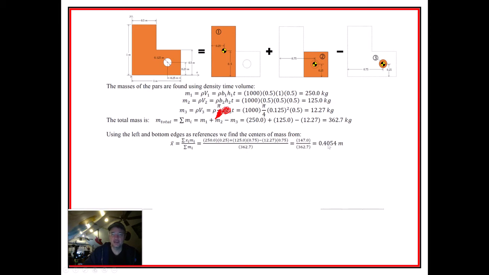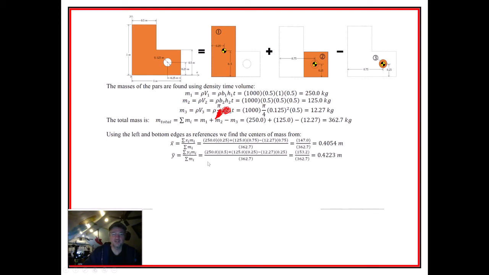So we notice that it's less than 0.5. If this was a big solid square right here, it would be obviously at 0.5, but we've chopped away at it. We took some material away here, so that shifted the center over, and then also we took some material here, so that shifted the center even further to the left.